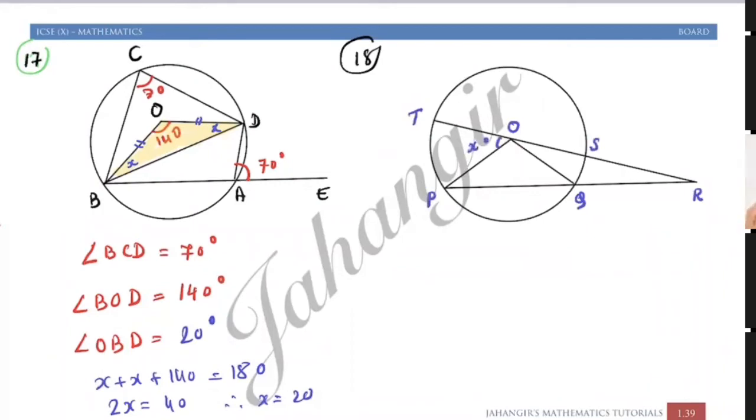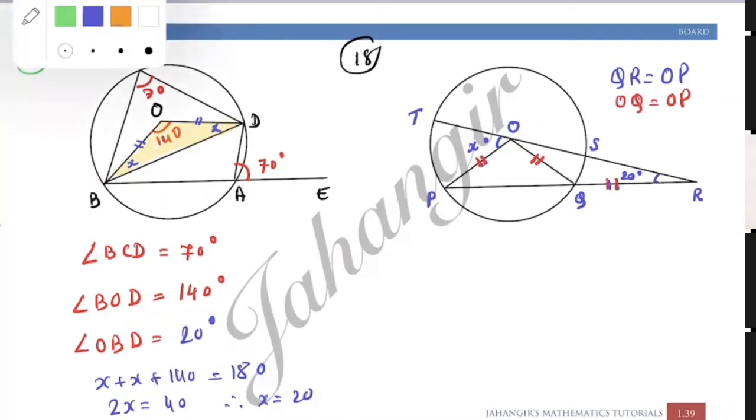This is x degrees and this is 20 degrees. In the question they had given QR is equal to OP. So OP is this and QR is this. We have to find the value of x. So we know OQ is equal to OP, radii of the same circle. OQ is equal to OP. So in short, all three sides will be equal.